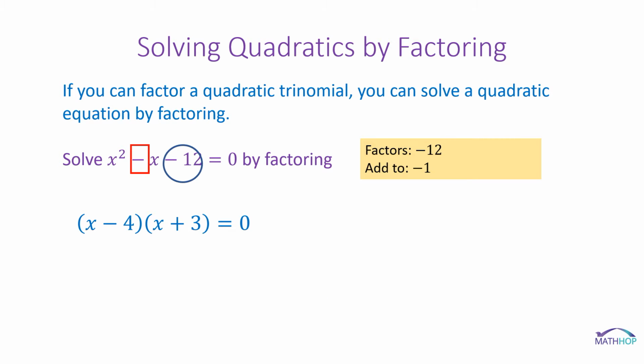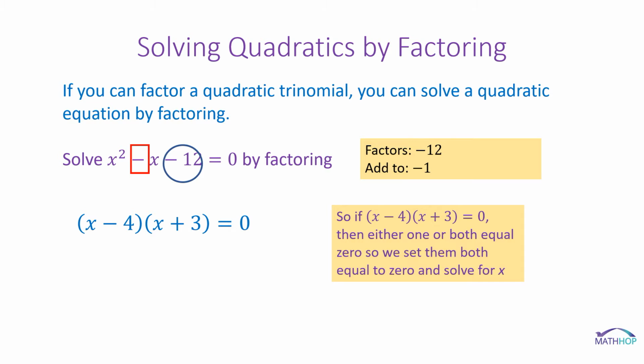So we're going to use that in solving this quadratic. We are going to say, well, okay, if x minus 4 times x plus 3 equals 0, then either x minus 4 or x plus 3 or both equal 0. So we're going to set them equal to 0 and solve for x. So x minus 4 equals 0, x plus 3 equals 0, and now we can simply solve these one at a time. Add 4 to both sides, x equals 4.